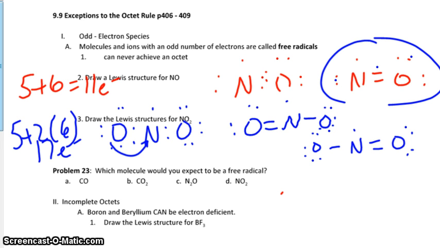I have 2 valid Lewis structures. I have a resonance structure. So how do I finish this? I need a double-headed arrow between the 2 structures. Okay, that tells me it's resonant.